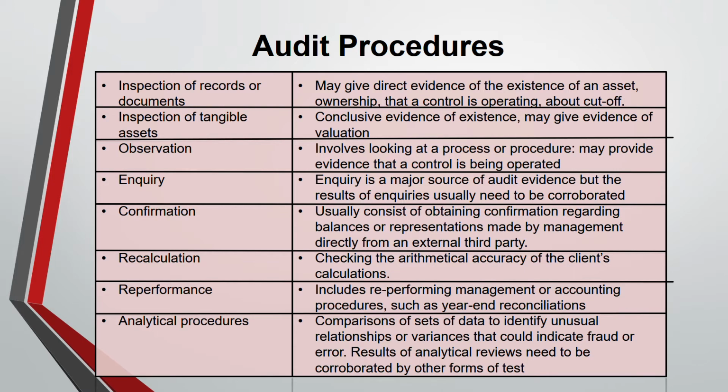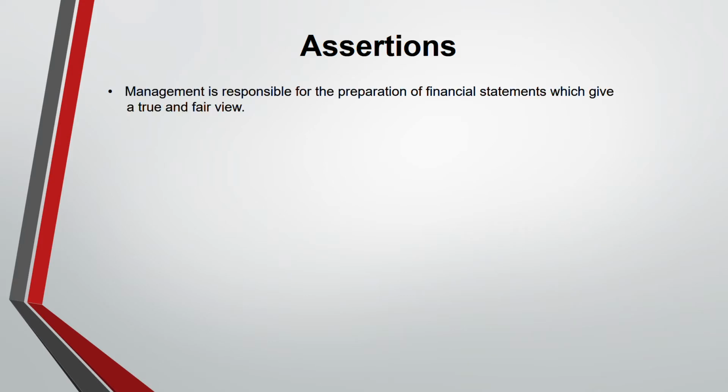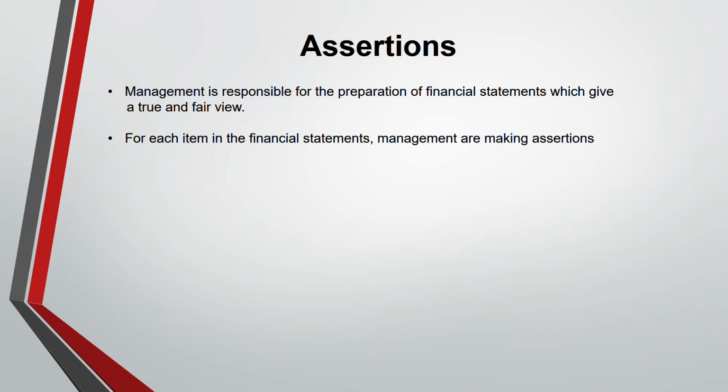Okay, now let us go to the assertions. What are the types of assertions and all? Remember, management is responsible for preparing financial statements, which give a true and fair view. It is not the auditor. Auditor does not prepare financial statements. It is the management. Auditors just come and audit. Okay, and for each item in the financial statements, management is making assertions. It is the management who are making these assertions, not the auditor. Auditor checks whether it is correct or not. That is the auditor's responsibility.